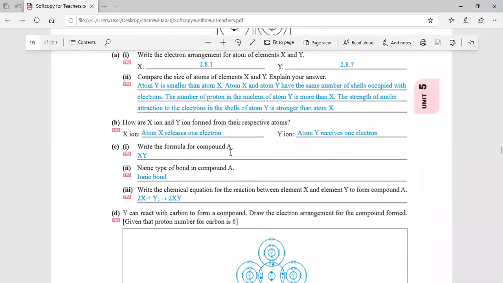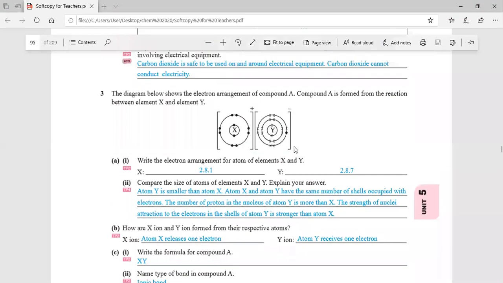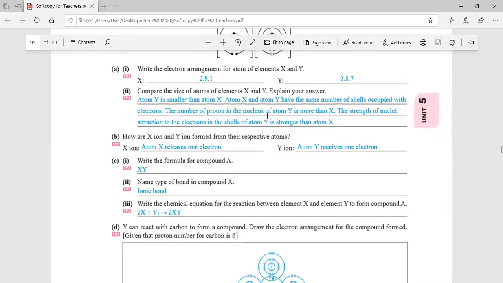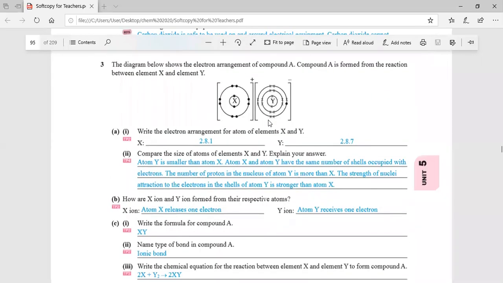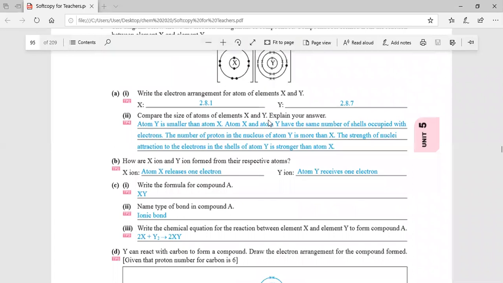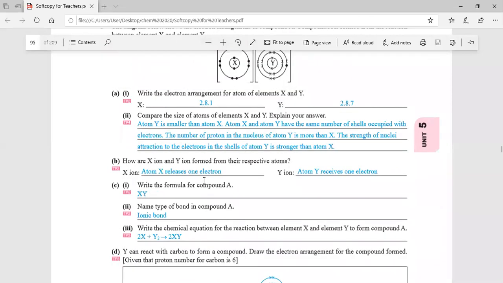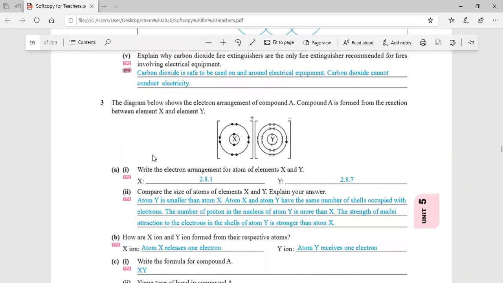What is the formula for compound A? XY. Very good, XY. Okay, is it an ionic bond or a covalent bond? Ionic. Very good, it's an ionic bond. Now, what is the chemical equation for X and Y to form A? Okay, X and Y, I want to form A.